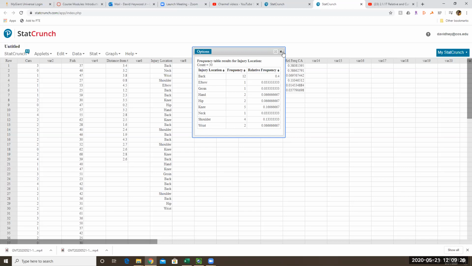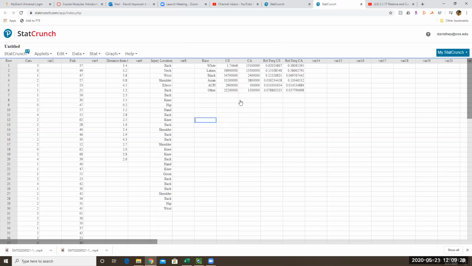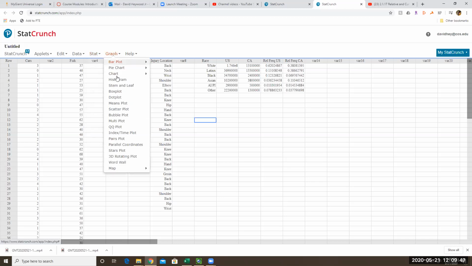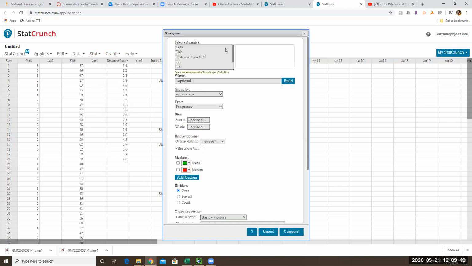Okay, so that's qualitative data stuff. For quantitative data, that's the stuff that we just did in 2.2. I can do similar things. Like if I wanted to make a histogram out of the number of fish in Black Lake, I could go to graph, histogram, and then select the fish column, and I'll just do a frequency histogram.